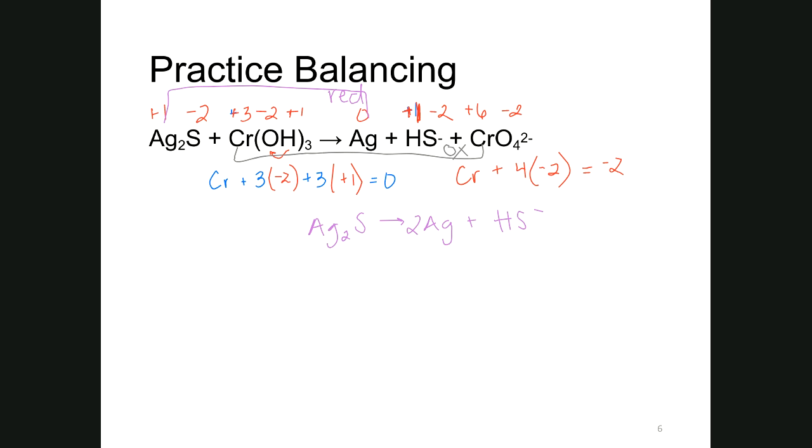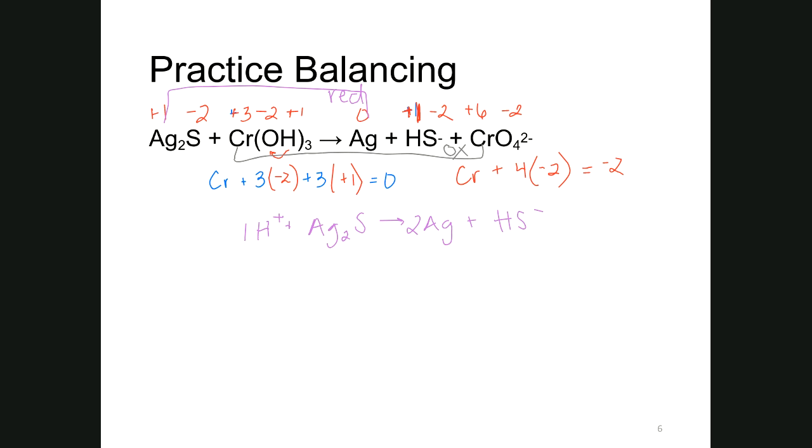Next, we can add waters to balance out any oxygens. Well, we don't have any oxygens, so we don't need to add any waters. Then we balance out hydrogens by adding protons. In this case, we have 1 proton on the right side, so we're going to add a proton to the left side. Now our protons are equal.